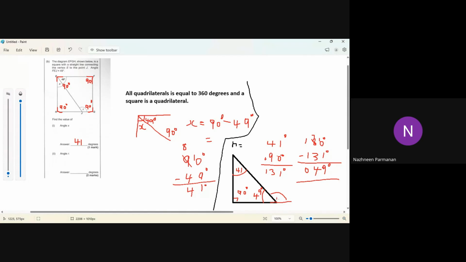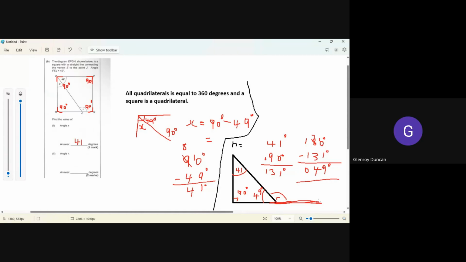And R, if you find the other 49, it's equal to half of a circle, because R, which is X, plus the 49 degrees will give us half of a circle. So it is equal to 180 degrees subtract the 49 degrees, which is equal to 131 degrees. Therefore, R is 131 degrees.